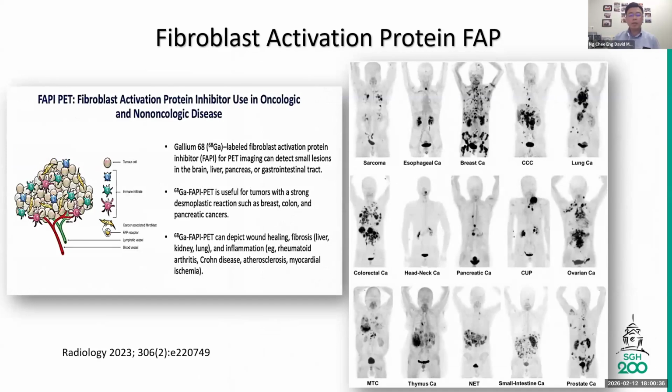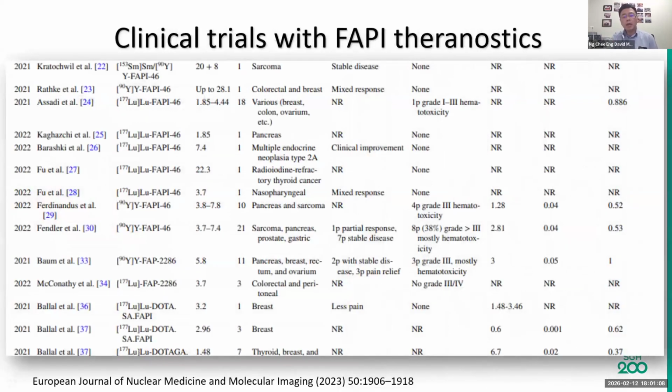When you label gallium-68 to FAPI, you can see on the picture here that quite a lot of tumors take up and concentrate this gallium-68 FAPI, and it is particularly powerful in detecting metastasis from gastric cancer, colon cancer, pancreatic cancer, and breast cancer. That has led to a number of clinical trials with FAPI theranostics where you change the imaging isotope for a therapeutic isotope, such as lutetium-177, yttrium-90, and samarium, and use it for therapy.